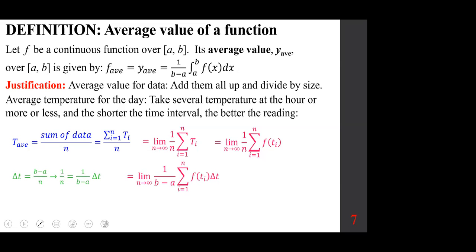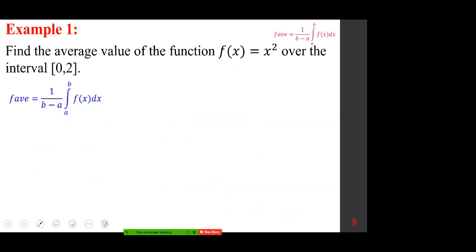What happens is that we took the delta t inside. So we kept 1 over b minus a out, and therefore the average becomes the integral. Now you can write it as f of t dt or f of x dx. It doesn't matter. It's a repeat of the same thing. Don't worry about that. So let's look at a simple example to make some sense out of this.